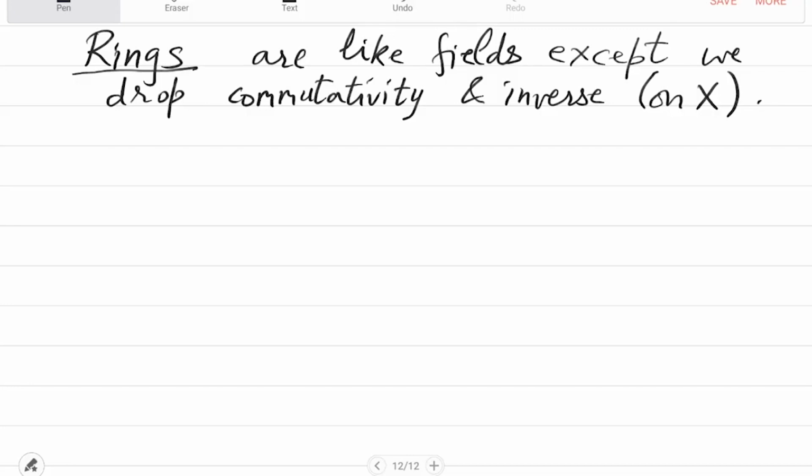So an example is the ring of integers. It has addition, multiplication. In multiplication, actually commutativity is there, but inverse is missing. Sometimes, well, actually most of the times. So in integers, what are the elements which have inverses? Only plus minus 1 are the only units, which means they have inverses. All the other elements are non-units.